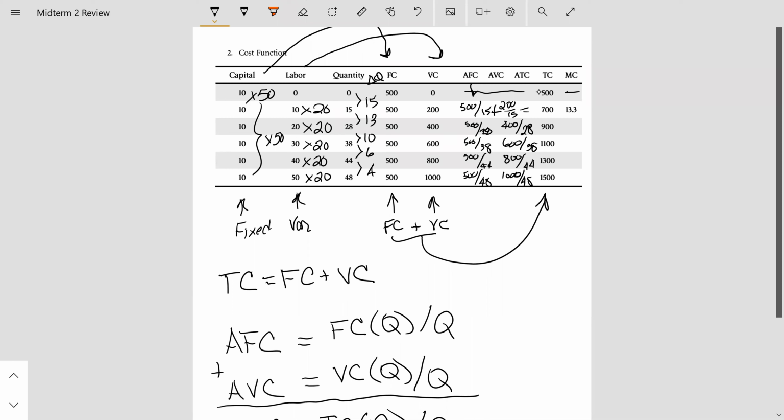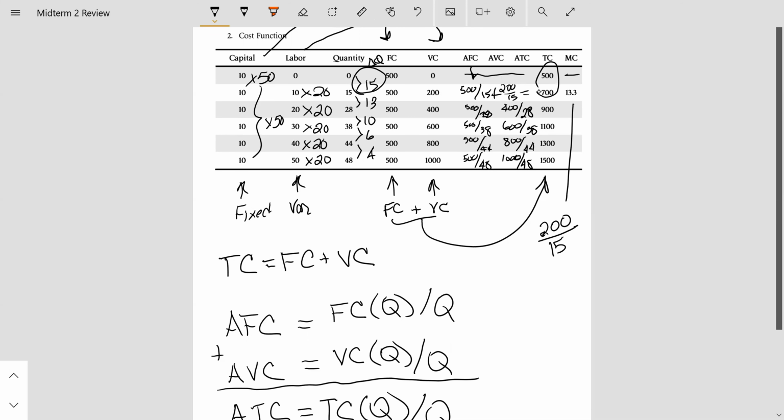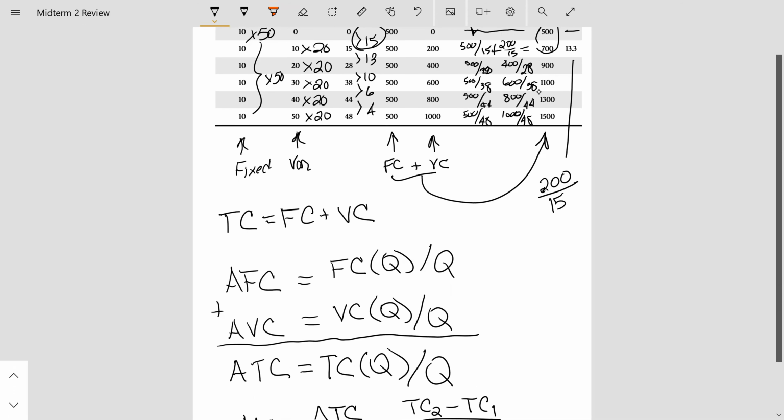How do I get the marginal cost? Well, for this one here, let's see how I got that 13. Well, I'm going to take the change in cost divided by the change in quantity. So the 13.3 was taking 200, because that's the change in total cost, divided by 15. Okay. So that wraps up our conversation on cost functions.